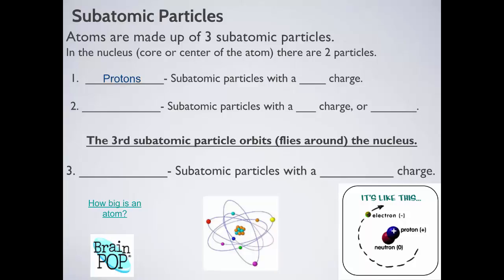One type is called a proton. These subatomic particles may have an electrical charge on them, or they may not. Protons are subatomic particles with a positive electrical charge. Also, in the core of the atom, in the nucleus, is another subatomic particle called neutrons.